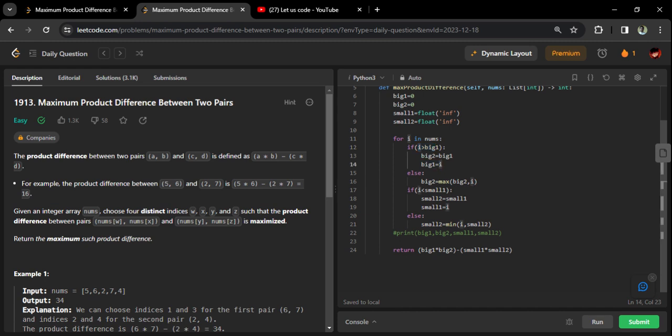But I will save the previous value of big one to big two, because the previous value of big one was the biggest till then. So I will save it to big two. This is what we'll do if I is greater than big one.